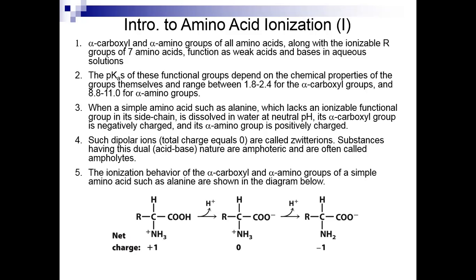Sometimes amino acids make a dipole having a net charge equal to zero, and such a dipolar amino acid is known as a zwitterion. Substances having this dual nature are amphoteric and are often called ampholytes. The ionization behavior of the alpha carboxyl and the alpha amino group of simple amino acids such as alanine is like this reaction.